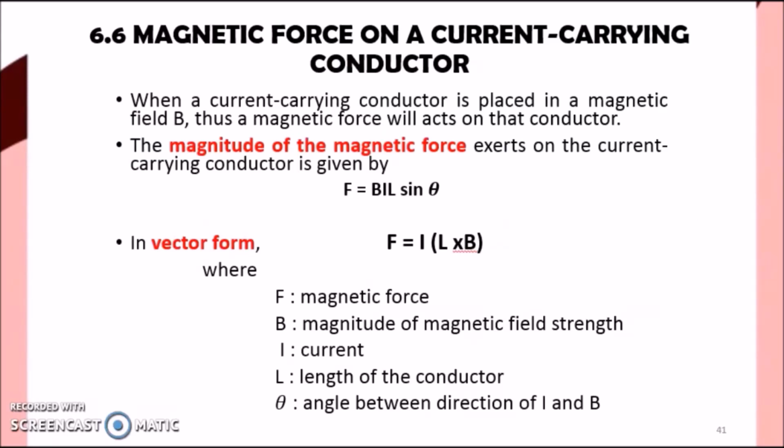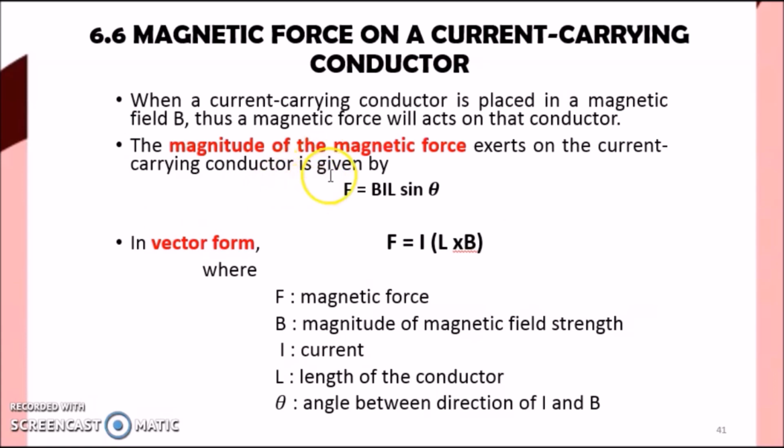6.6 Magnetic force on a current carrying conductor. When a current carrying conductor is placed in a magnetic field B, a magnetic force will act on that conductor. So the situation is we have one wire that carries a current. We place that wire in a region of magnetic field, and there will be a magnetic force exerted on that conducting wire.